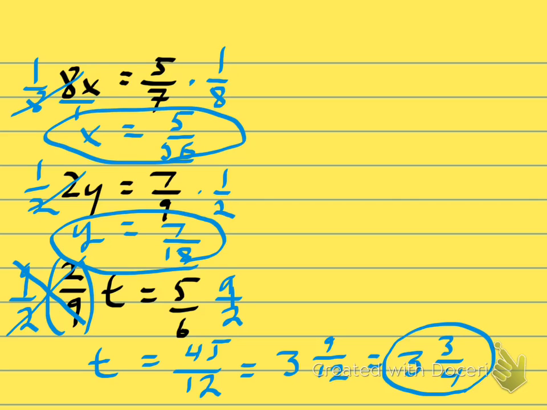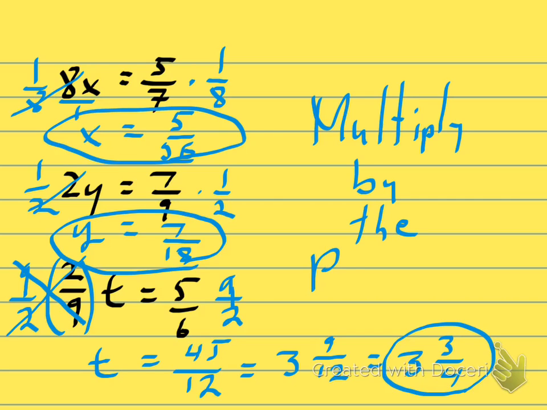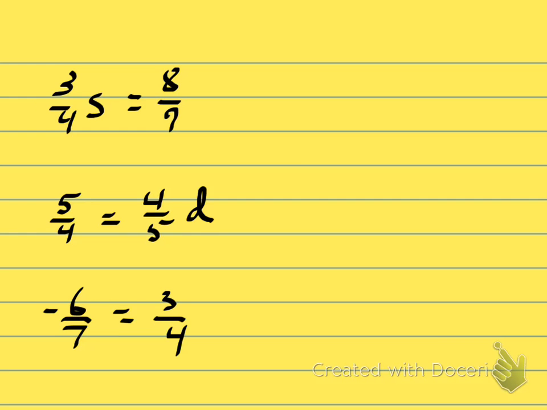So when we're solving equations that have fractions involving multiplication and division, we are going to multiply by the reciprocal. The reciprocal is a fancy name for a fraction flipped upside down. Actually, technically those first examples, 1/8 is the reciprocal of 8, and 1/2 is the reciprocal of 2.